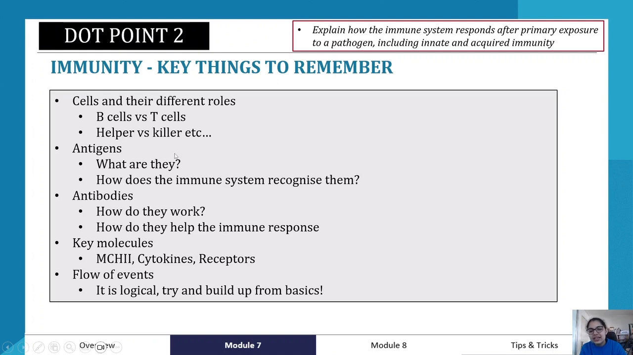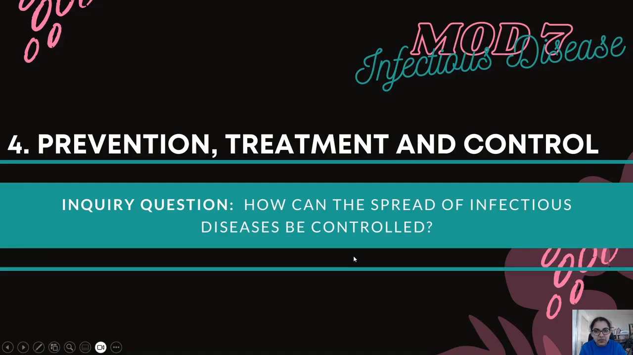What are antigens, antibodies, key molecules? So the MHC2 receptors, for example, are the ones on the macrophages, and these are the ones that are going to display the antigen. Cytokines are responsible for calling and then killing off the pathogens. And receptors, and remember the flow of events. It's logical, try and build it up from the basics.